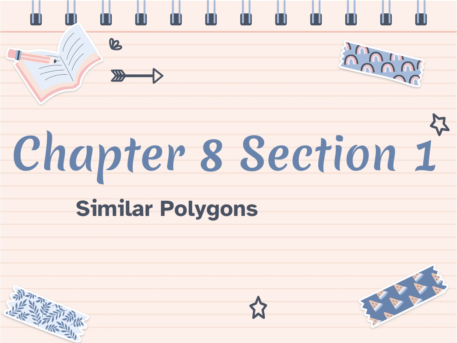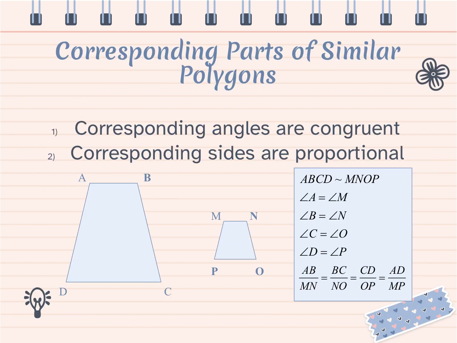We're going to do Chapter 8, Section 1, similar polygons. This has to do with ratios and proportions. Writing scale factors using ratios. All right, first thing you need to know, corresponding angles are congruent.